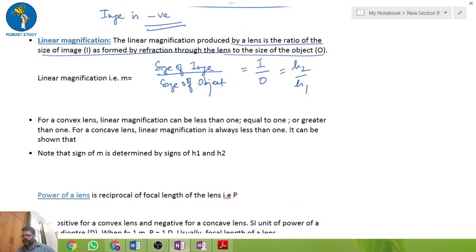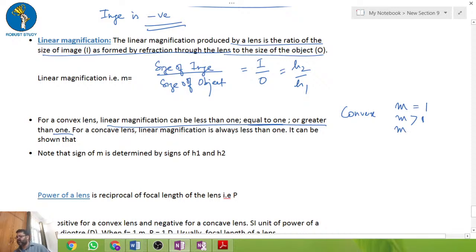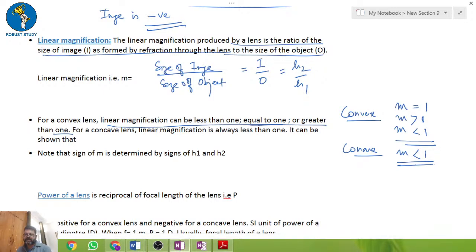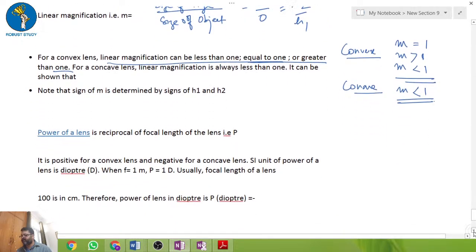So for a convex lens, the linear magnification can be less than 1, equal to 1, or greater than 1. But in case of a concave lens, the linear magnification is always less than 1. Okay, that's fine, I hope. So linear magnification is not something to be stressed upon very much. And the last topic of light is power.